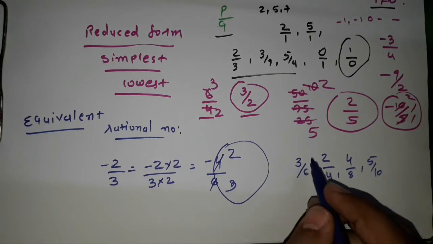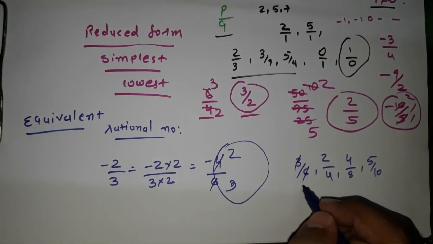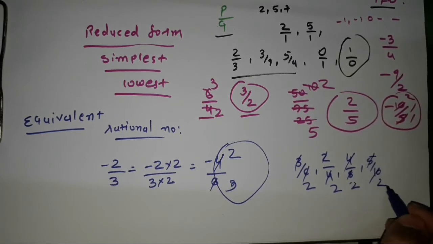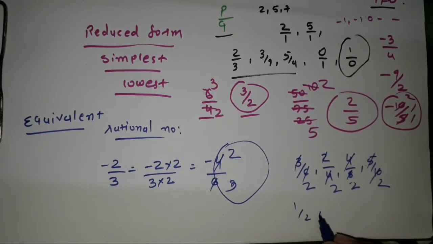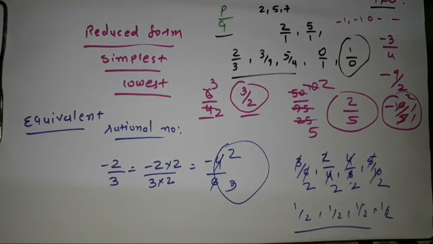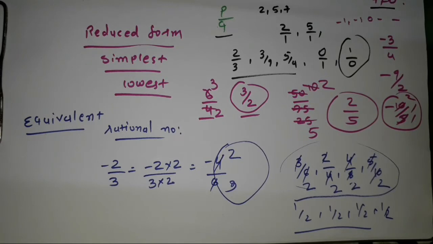So for that, what is the reduced form for this one? 3 2s are 6, 2 2s are 4, 4 2s are 8, 5 2s are 10. So all the 1 upon 2, 1 upon 2, 1 upon 2. The reduced form for all this is 1 upon 2. So all these rational numbers we can call equivalent rational numbers because the reduced forms are same. Or we can say that by multiplying the numerator and denominator of a rational number by the same non-zero integer, we obtain another rational number.